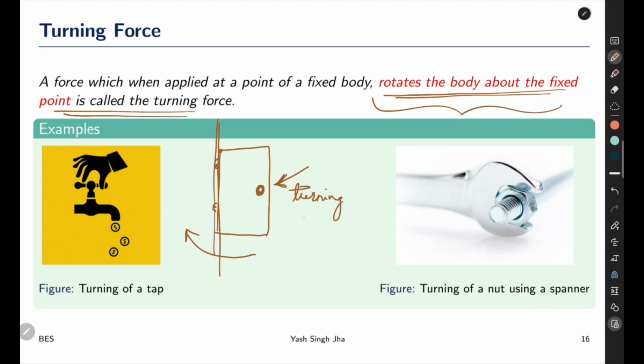There are other examples, like when you open a tap, what happens? You apply forces with your fingers here and here, due to which the tap turns open. The other example is using a spanner. In a spanner, what happens? You apply a force in this direction here and in the lower end in that direction. These two forces together produce a turning effect in this direction and the nut opens. Those are the examples of turning force, something that we have seen in our daily lives.